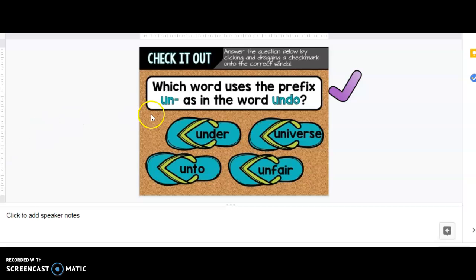On this slide, you are going to answer the question below by clicking and dragging a check mark onto the correct sandal. So which word uses the prefix un, as in the word undo? Universe, if I took off the UN, it's just IVERSE, which is not a word by itself. So we know that is not using a prefix. Here you're going to have 2 check marks. That is your clue. You'll only have 2 check marks.